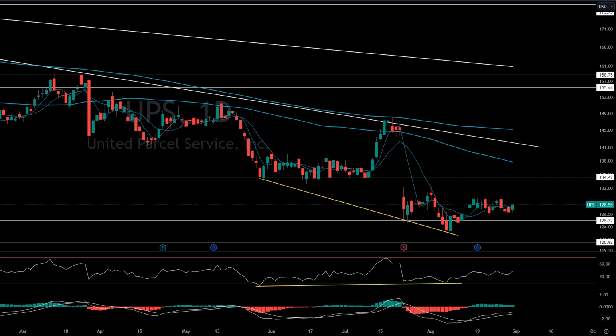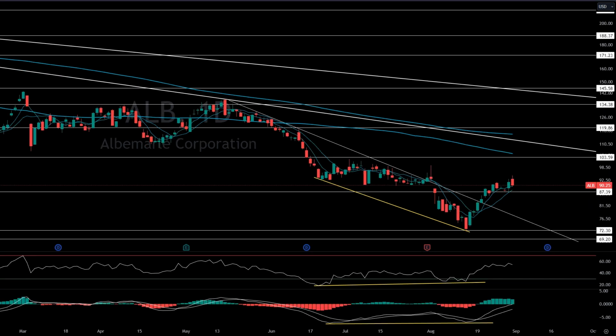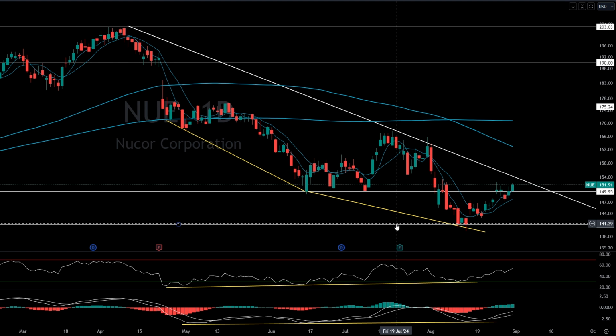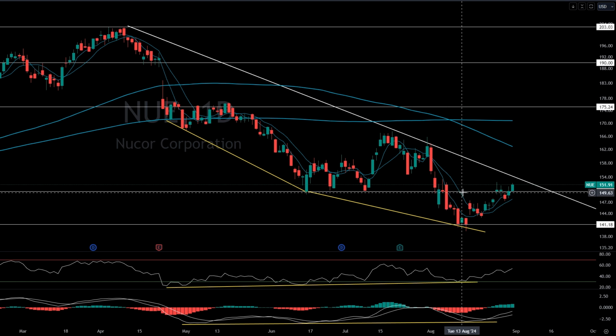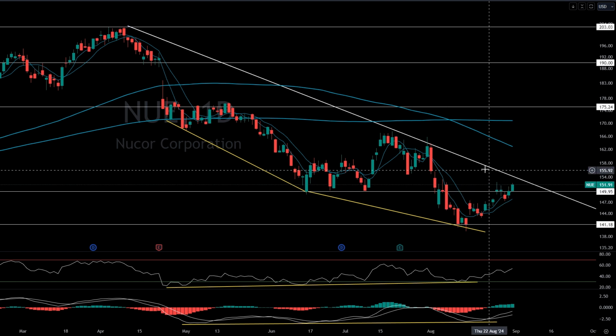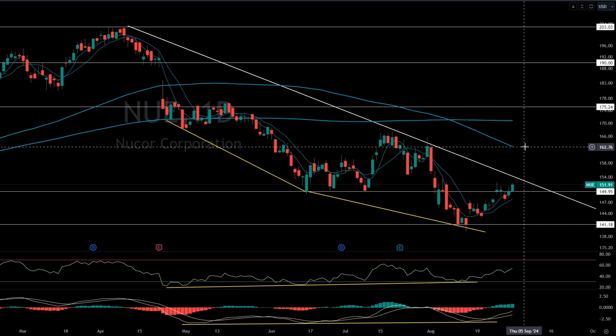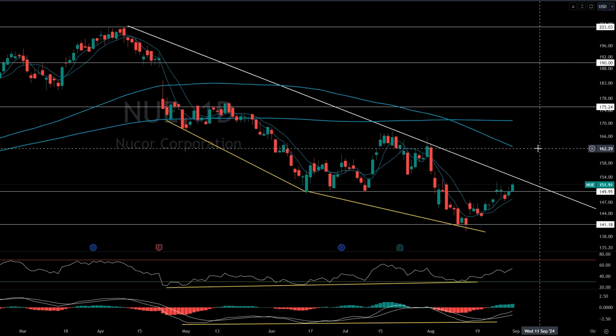UPS, not much to report there, just sideways action. Same with ALB, broken above this 8750 level and then just consolidating. NUE is looking a little bit better, broken above this 150 level. The next resistance is this downtrend line. If we can get above this, we should be into some profit around 160.